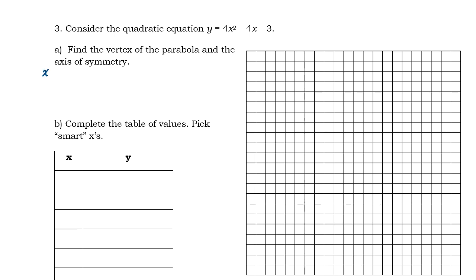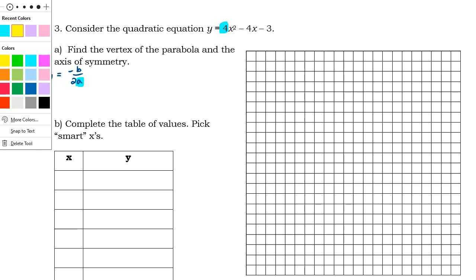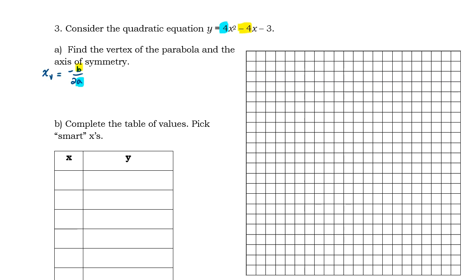So let's find the x value of the vertex. Remember, that's the opposite of b over 2a. So in our parabola, our a value is positive 4, and our b value is negative 4. So we have the opposite of negative 4 over 2 times 4. That's going to give us 4 over 8, which is a half. Interesting. We may not have picked a half for our table. Let's go ahead and put that point in our table.